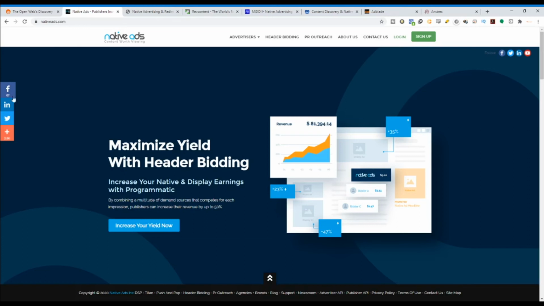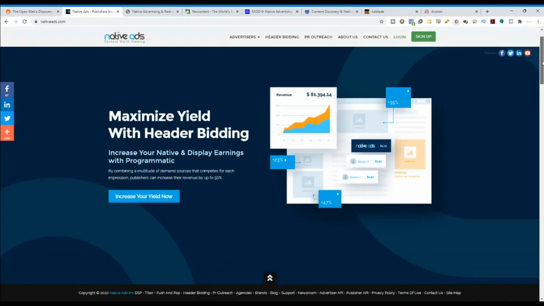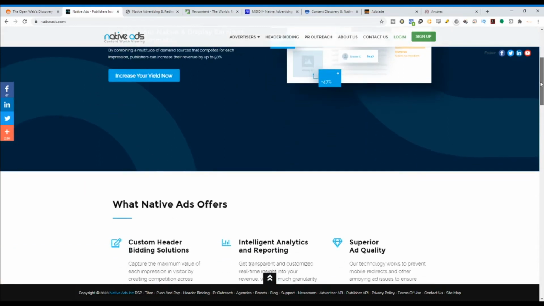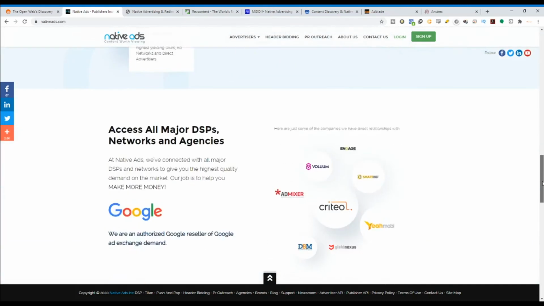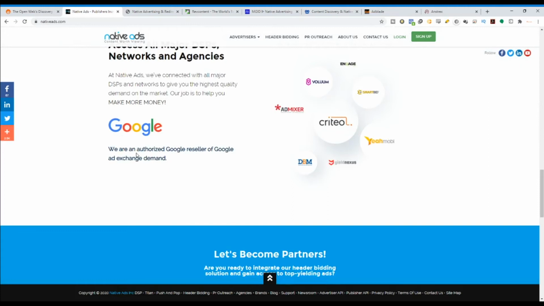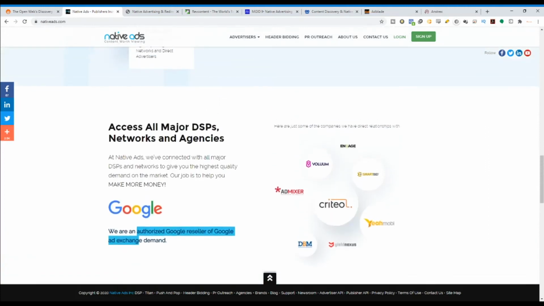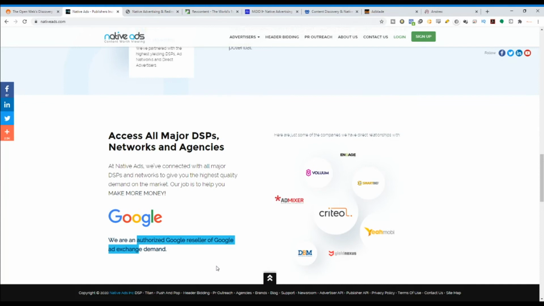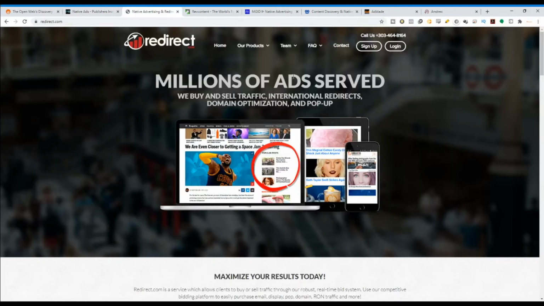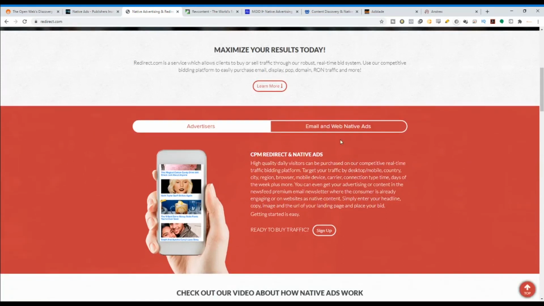Next, Revcontent, right? They are very good when it comes to native advertising in search engines, because they are an authorized Google reseller of Google Ad Exchange demand. So you can see they have a very good hold when it comes to native ads in search engines, guys. For Revcontent, they have a special feature called email native ads, email and web, right?